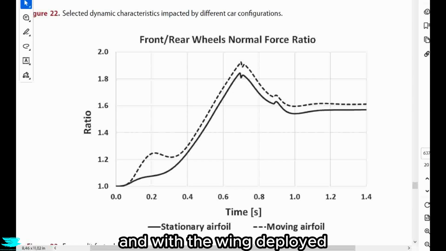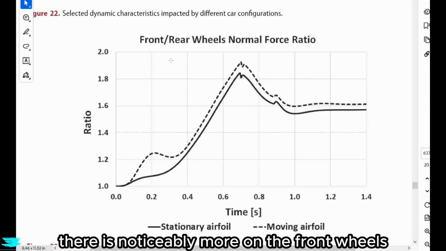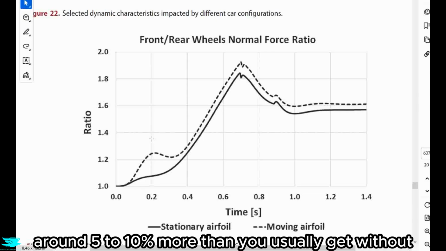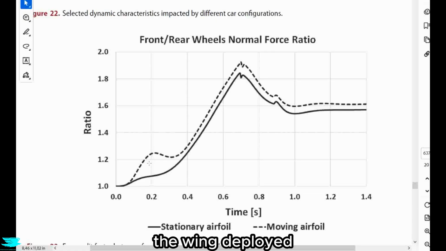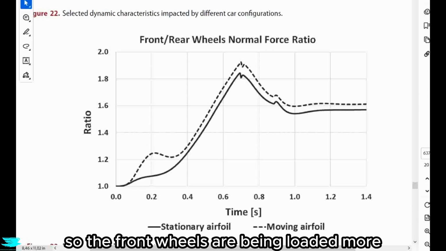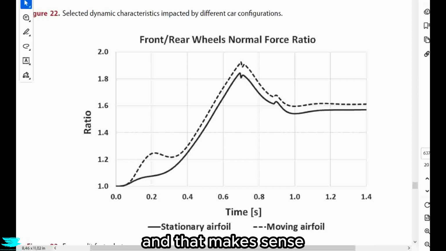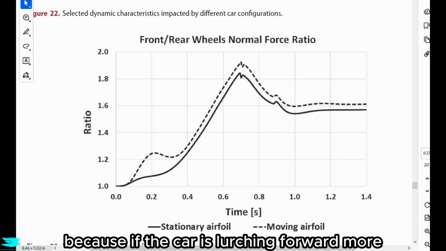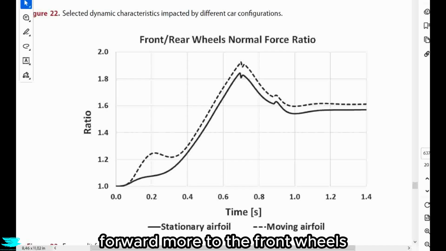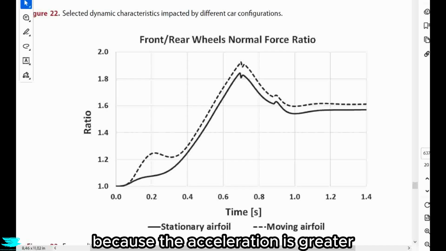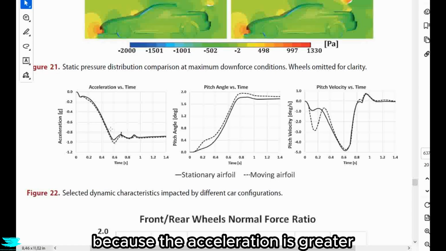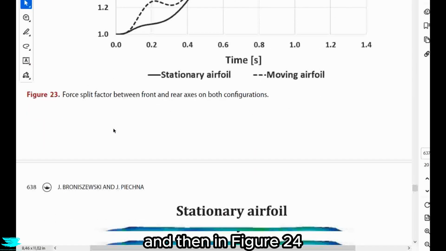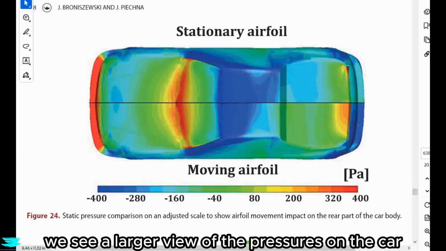And with the wing deployed, there is noticeably more load on the front wheels, around 5 to 10% more than you'd usually get without the wing deployed. So the front wheels are being loaded more, and that makes sense because if the car is lurching forward more, the car's weight is being thrown forward more onto the front wheels, and it is lurching forward more because the acceleration is greater. And then in figure 24, we see a larger view of the pressures over the car.